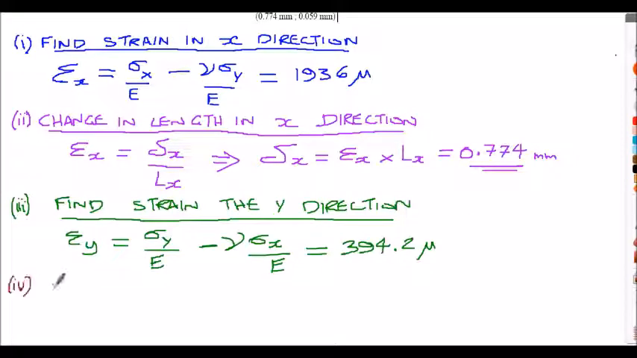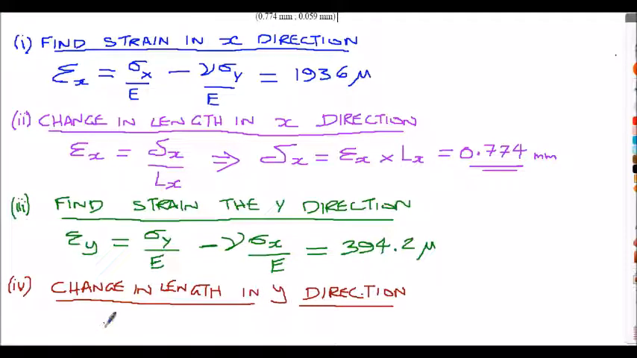Find the change in length in X and Y direction. I'll just put the formula down. That would just be simply delta in the Y is equal to the strain calculated in the Y multiplied by the L in the Y. According to my answer, I get 0.059 millimeters.